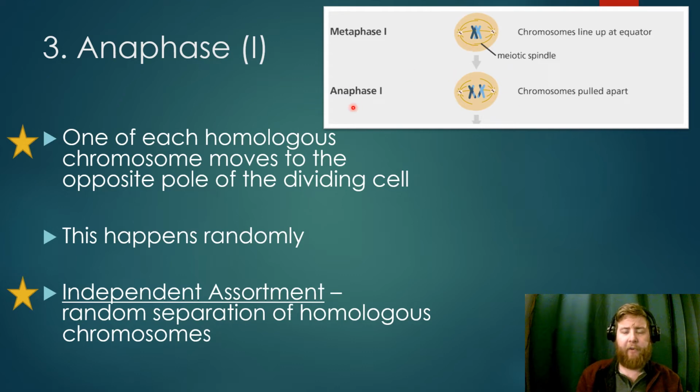These guys are going to move towards the different poles of that forming cell. So one of the homologous chromosomes moves to one pole, one moves to the opposite pole. This happens randomly. It might take one chromosome from mom here, but the next one up might be from dad, from mom, from dad, from mom, dad, dad, dad, mom, mom, mom. This is called independent assortment, this random separation of the homologous chromosomes. There's no rhyme or reason to why they do it.